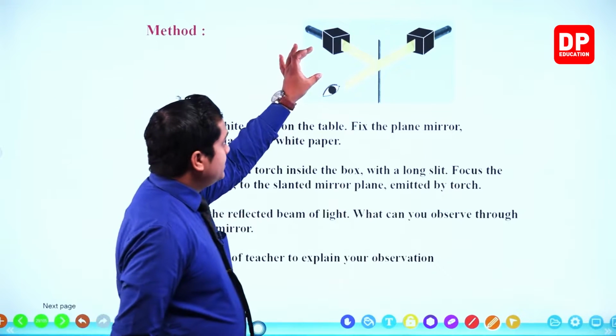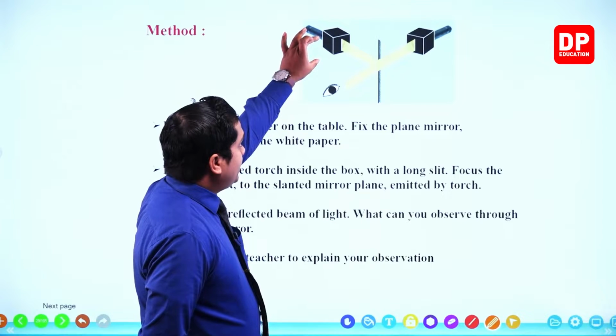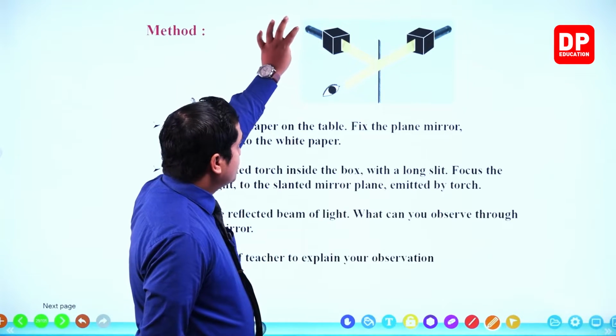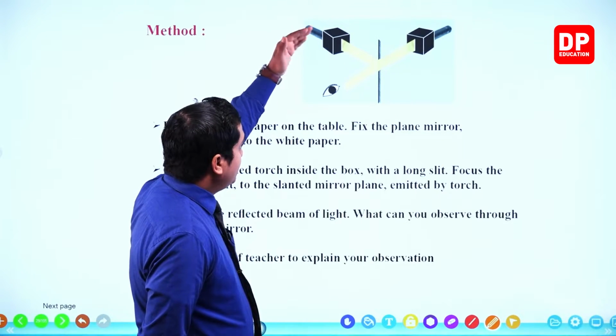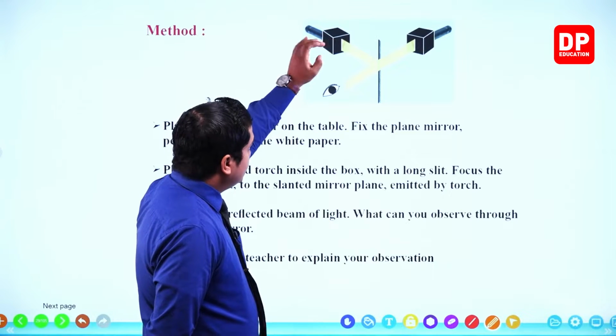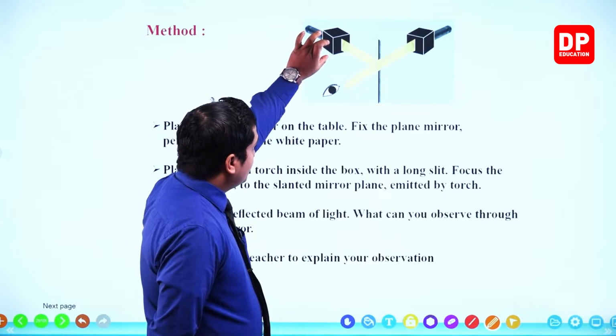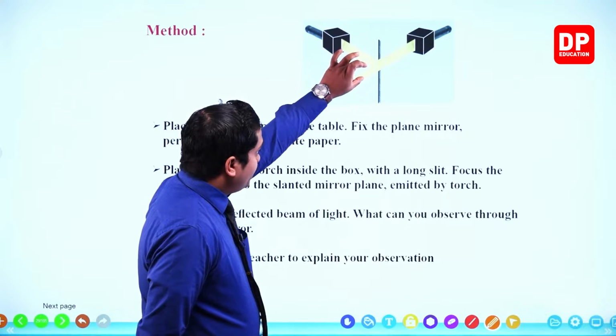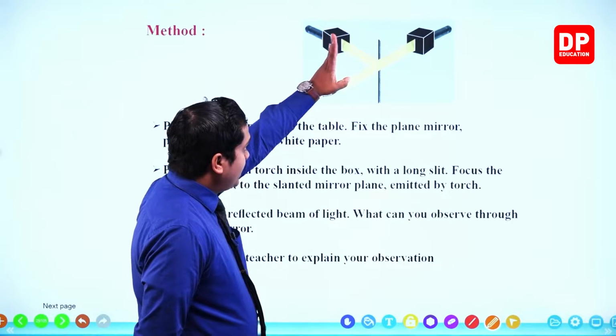As you can see here, this is the object, which is the box. You have to place the torch over there. Then this is the slit. Through the slit, light should be directed towards the plane mirror at a certain angle.